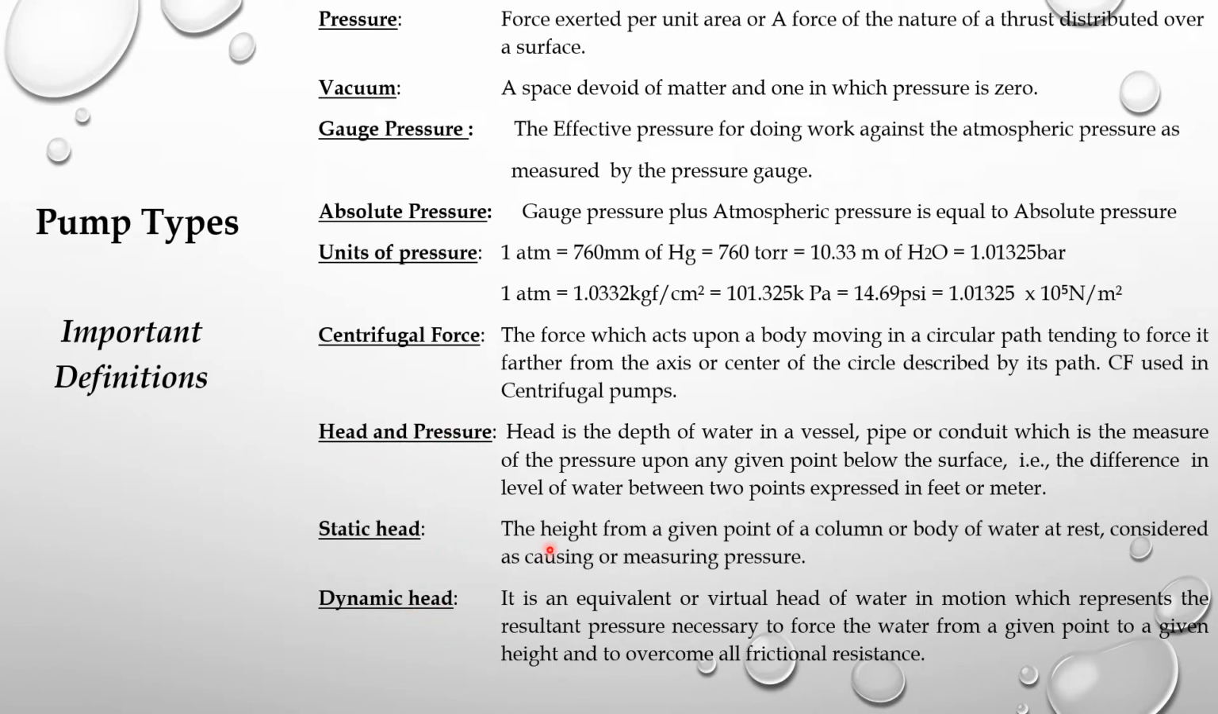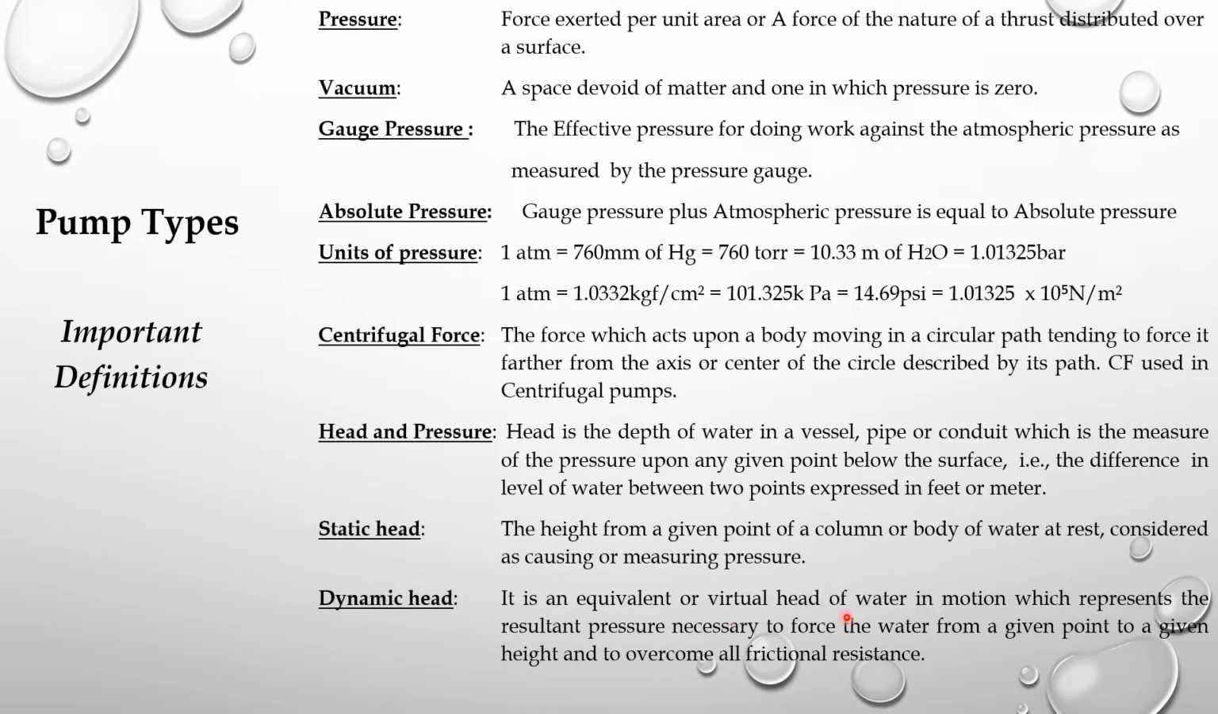The two different types. The static head is the height from a given point of a column or body of water at rest considered as causing or measuring pressure. As if the water or a liquid is stored in a tank, that will give the head, which is called static head. That static head will act on the suction pipe of the pump. You can see the suction pressure. The tank level is almost full. That pressure will act on the pump suction. That will show some pressure in the gauge. That is called static pressure. That's static head.